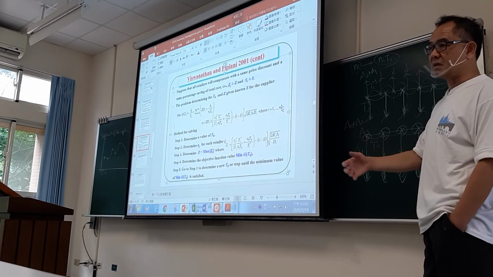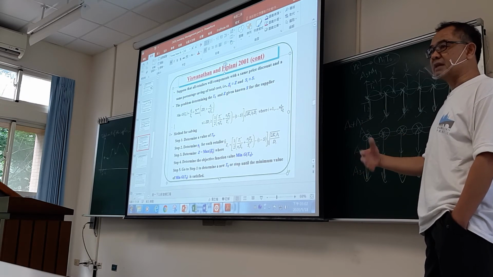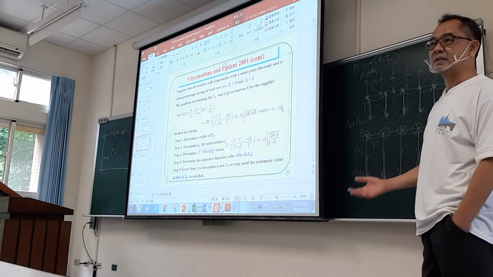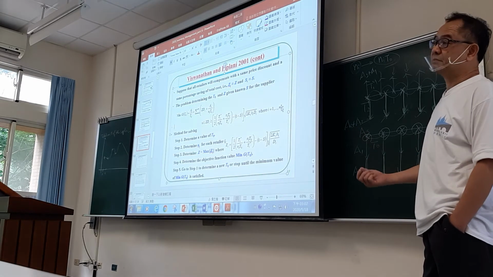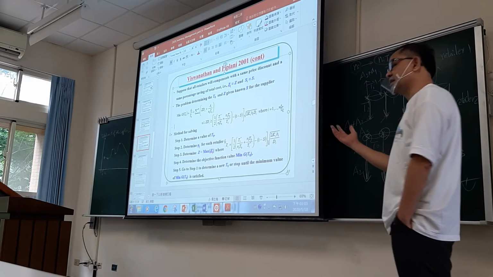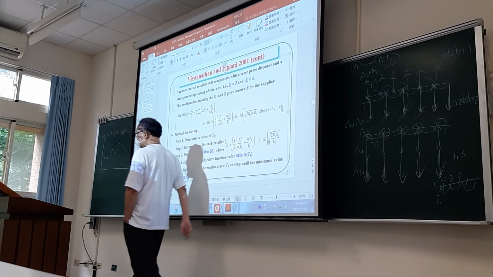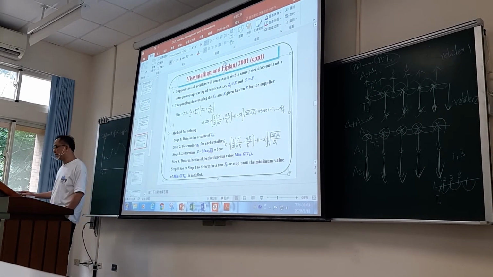Unlike the EOQ analysis, we can take the first and second derivative, okay, and then locate the global minimum of that. So this is the NP-hard problem. The paper also mentioned that this is very complicated.